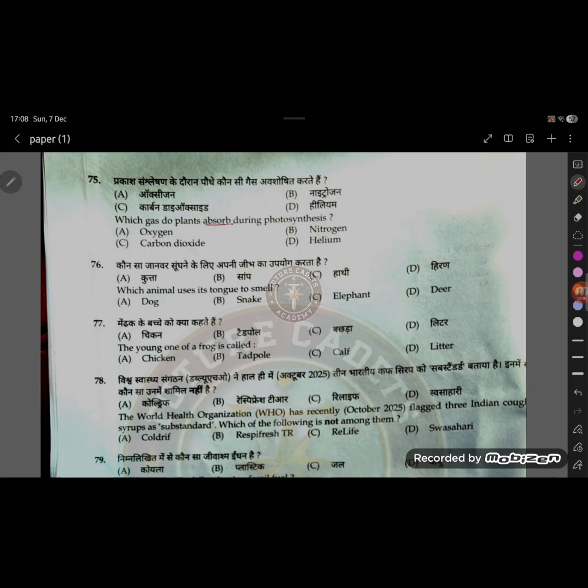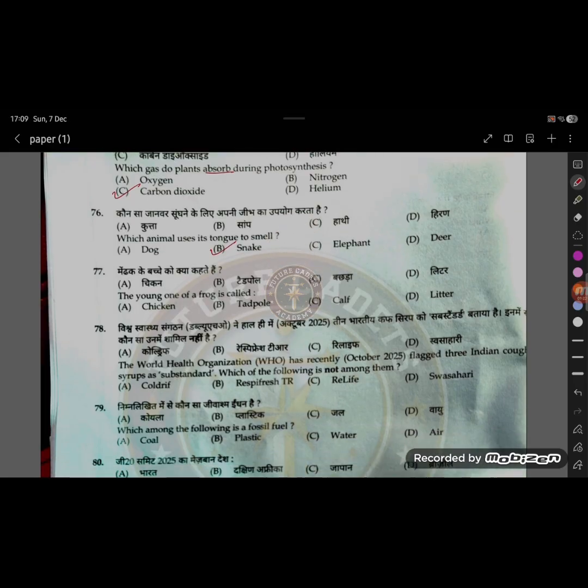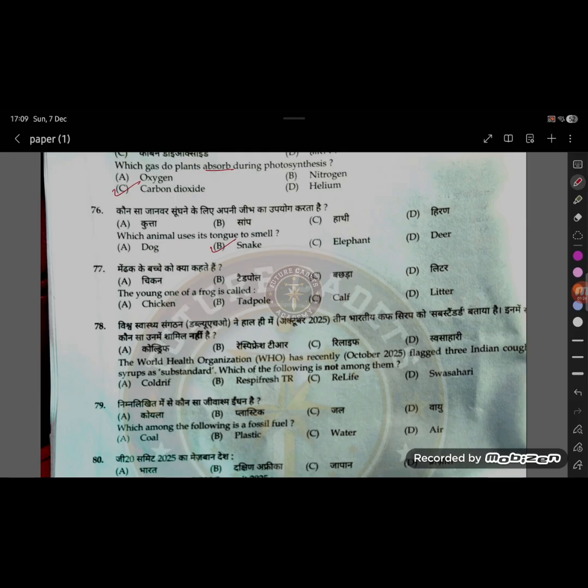Remember, they absorb this. So definitely it's something that they are going to use in the process, which is carbon dioxide. For question 76, it is about animal which uses its tongue to smell. It is a snake. Snakes have olfactory receptors on their tongue. So whenever they put it out, they try to smell something. Interesting, right? Now question 77. It asks about young one of a frog, that is a tadpole.